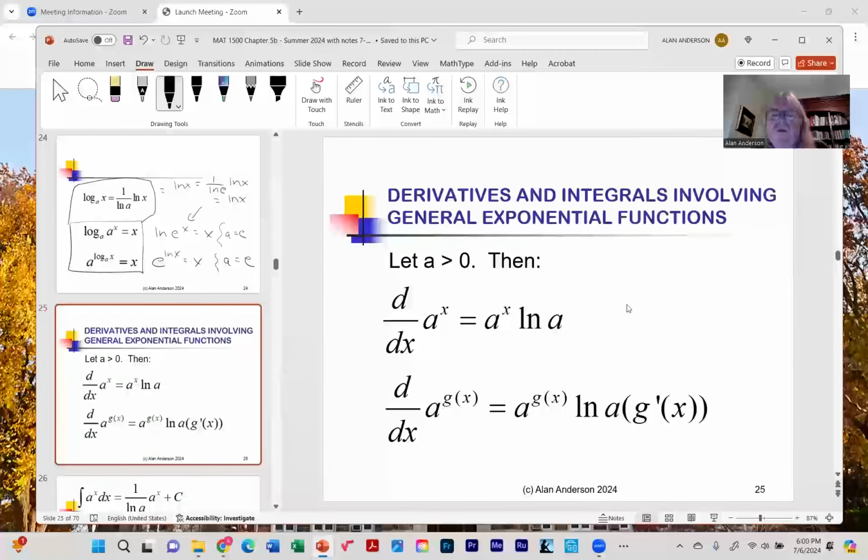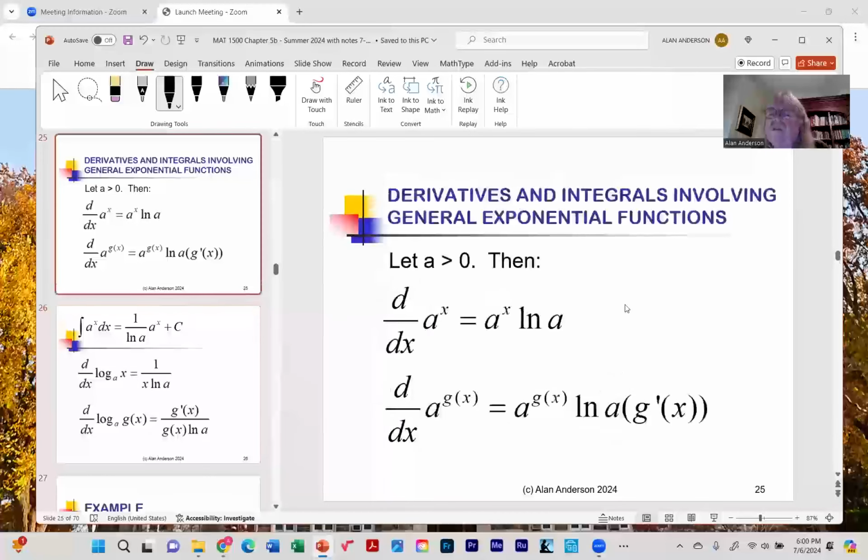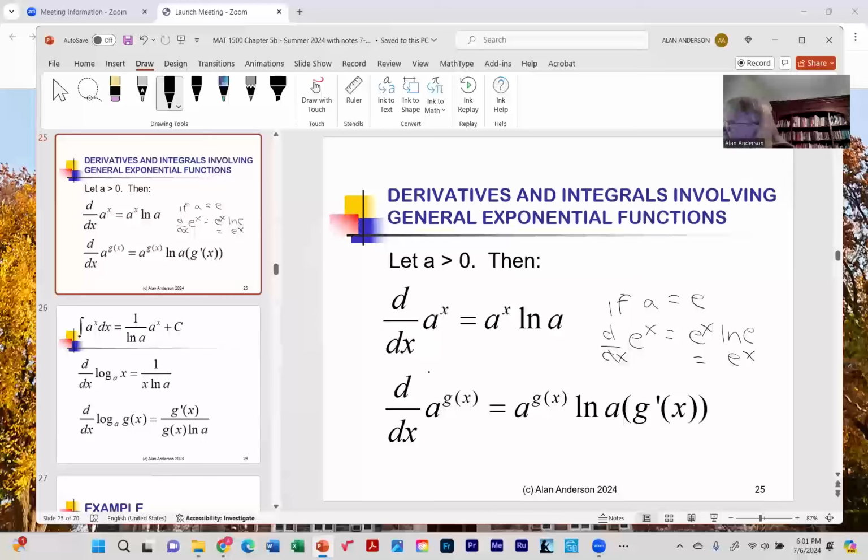All right, so these rules here are going to help us deal with cases where we have a constant other than e. Okay, so for example, d dx of a to the x equals a to the x log a. Now, if e was equal to a, what this would have turned into is d dx e to the x equals e to the x log e, which is just one. So it's perfectly consistent with what we've been doing. Okay, and the same thing down here.